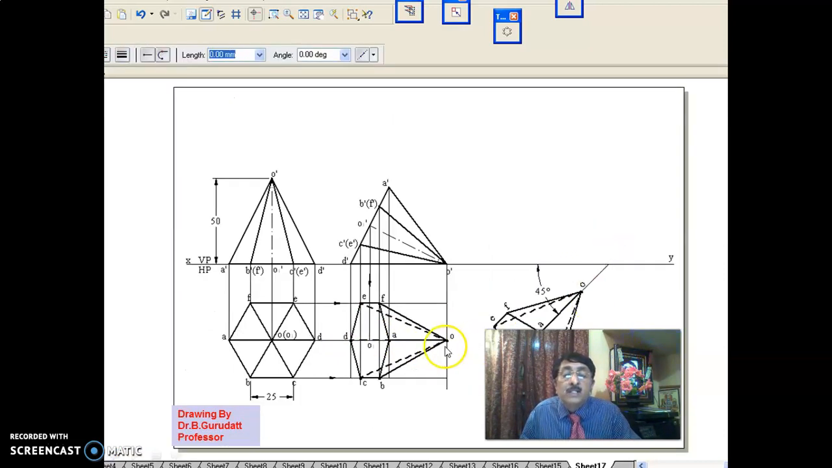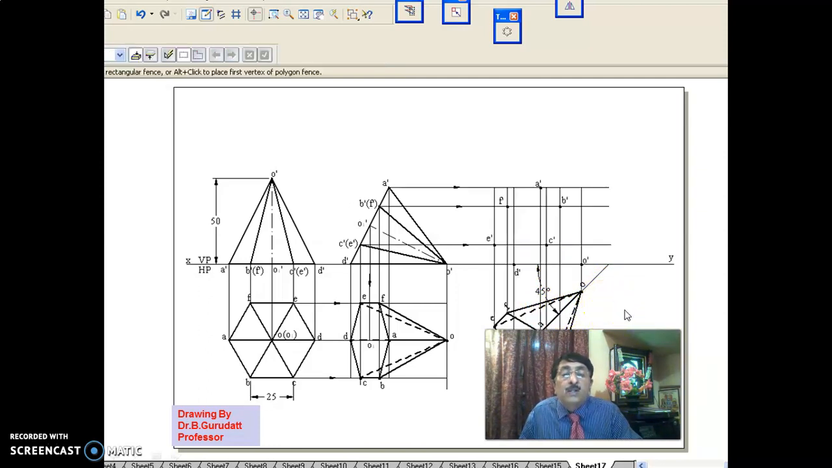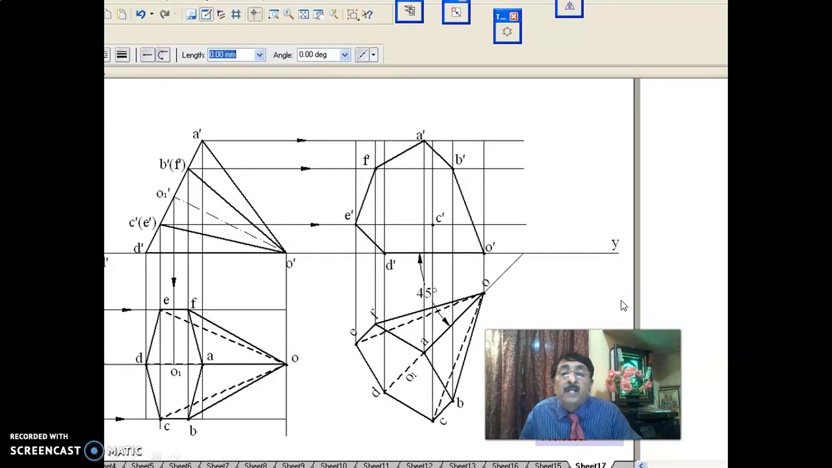Now the problem says the top view of the axis, O1, is inclined at 45 degrees to VP. Copy and move and copy and rotate in such a way that the top view of the axis is inclined at 45 degrees to VP. Take this position, take it to the front, complete the outer boundary.